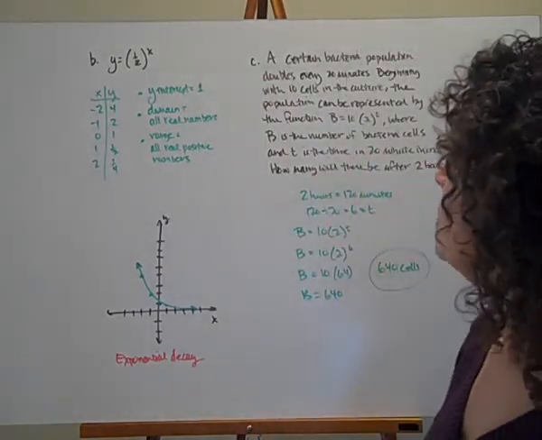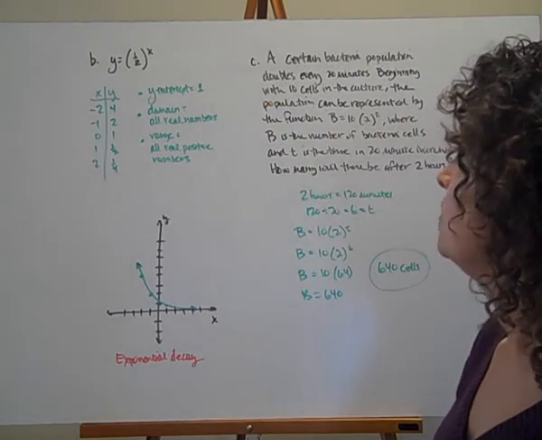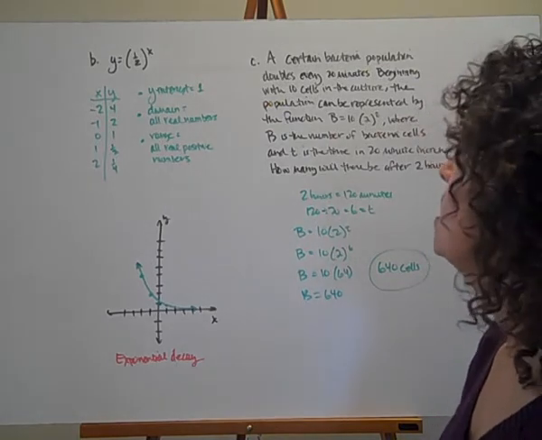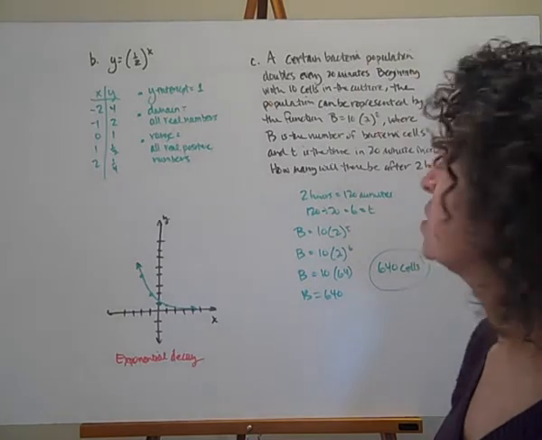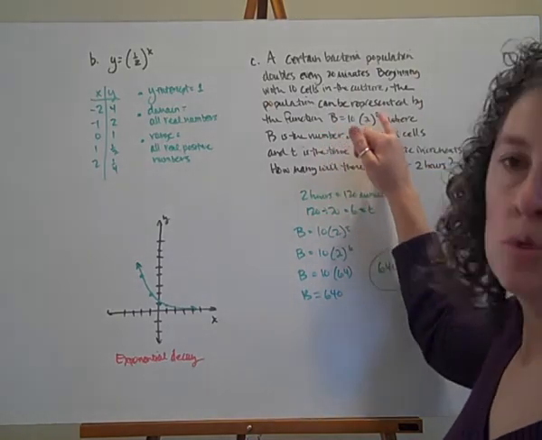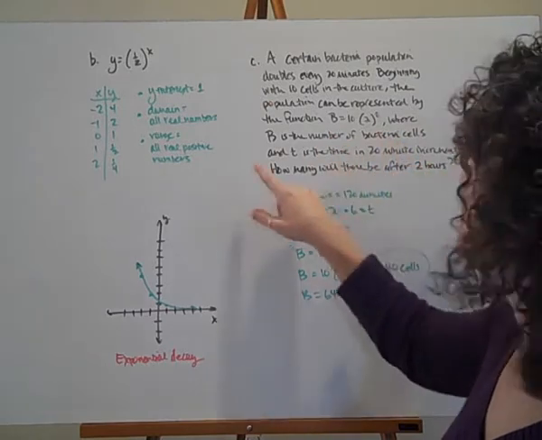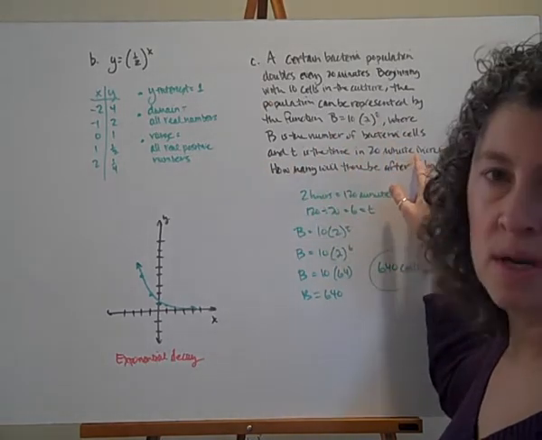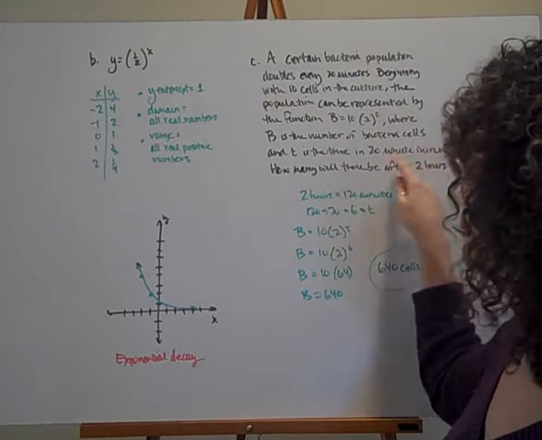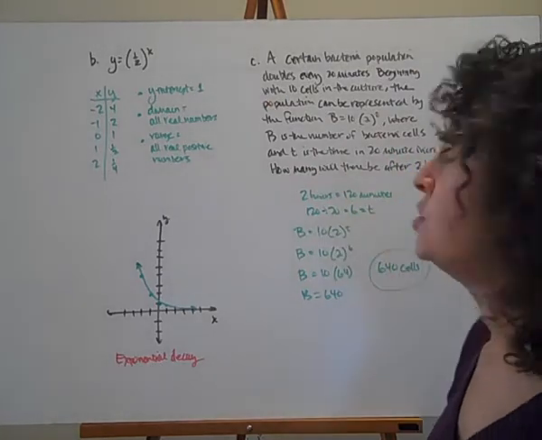A certain bacteria population doubles every 20 minutes. Beginning with 10 cells in the culture, the population can be represented by the function b equals 10 times 2 to the t power, where b is the number of bacteria cells and t is the time in 20-minute increments. This is kind of a weird one, with 20-minute increments there. How many will there be after 2 hours?